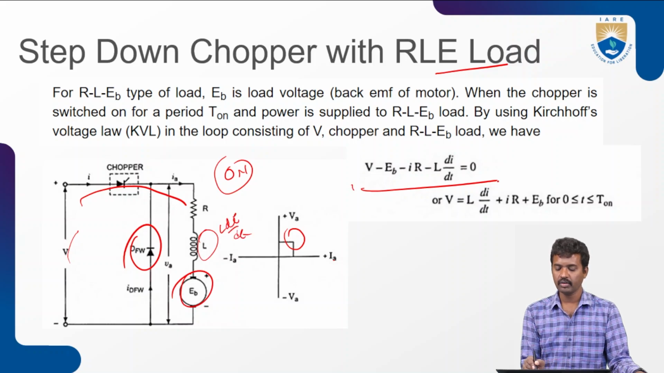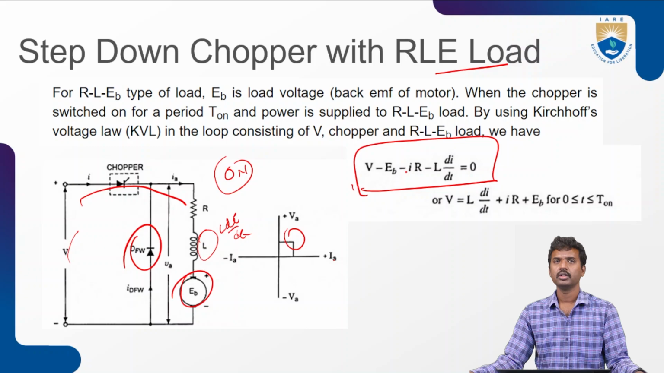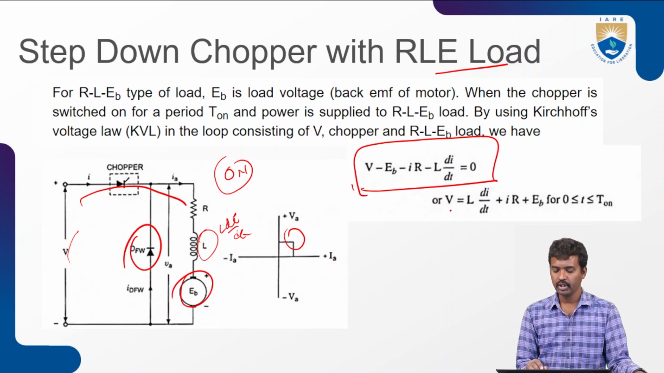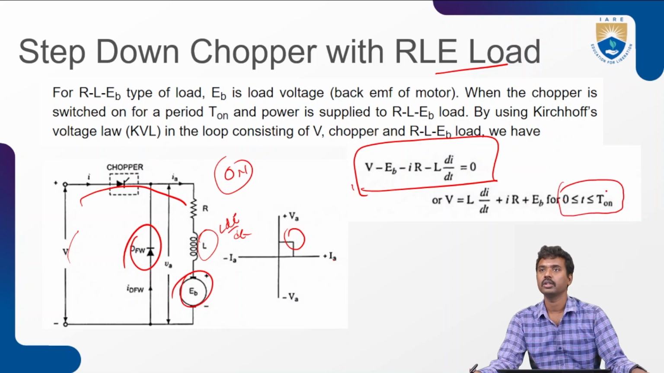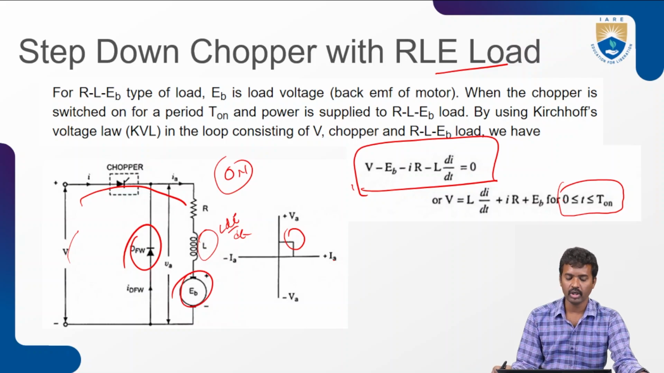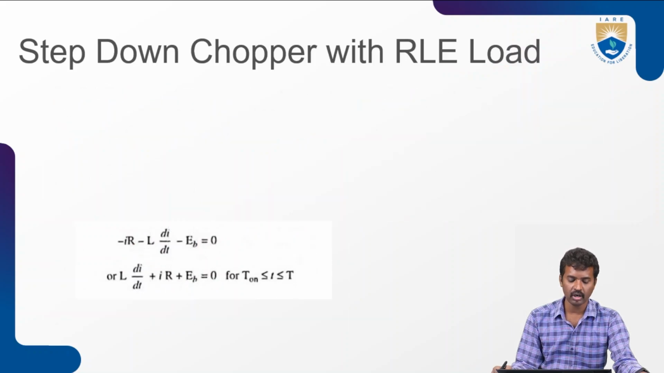So this is the equation for when the switch is on. Here V equals L di/dt plus I R plus EB. This holds only from 0 to T on, so during the turn-on period only. Now what about when it is turned off?